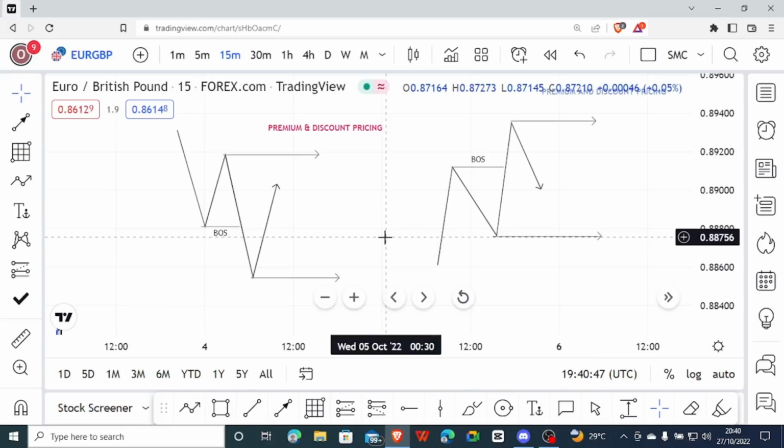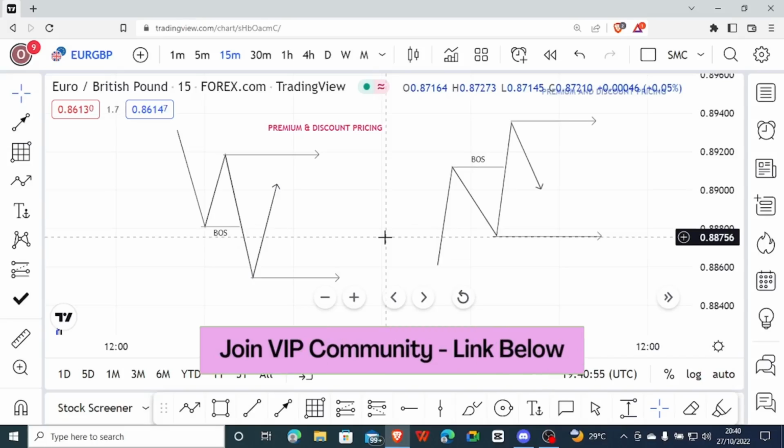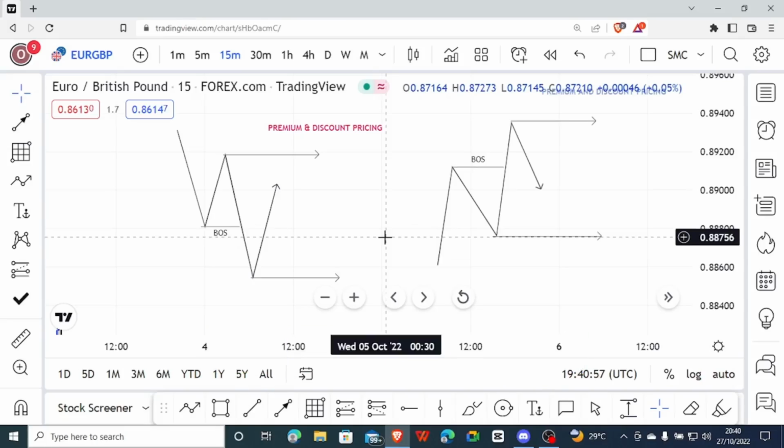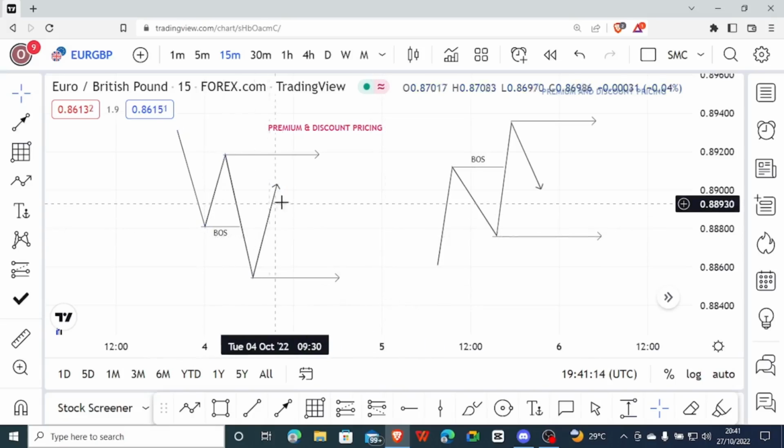All right, now in today's episode we want to look at the concept of premium and discount pricing. What exactly does it mean? Well, in simple terms, it means to buy cheap and sell expensive. Okay, that's all. Now, I'm going to be explaining that with these two diagrams before us. Let's start with the diagram to my left.